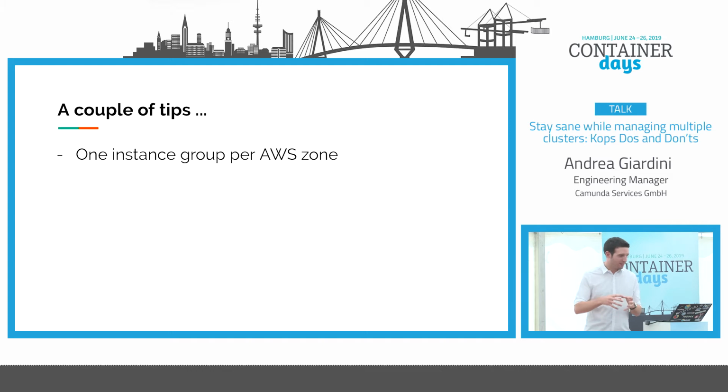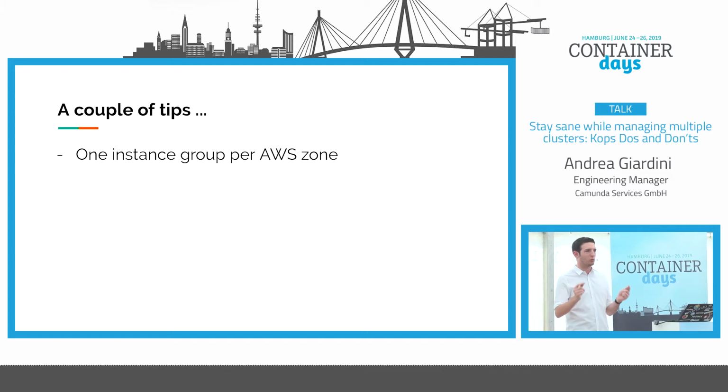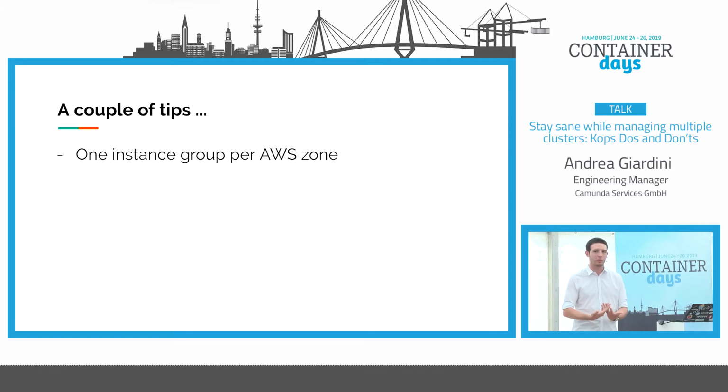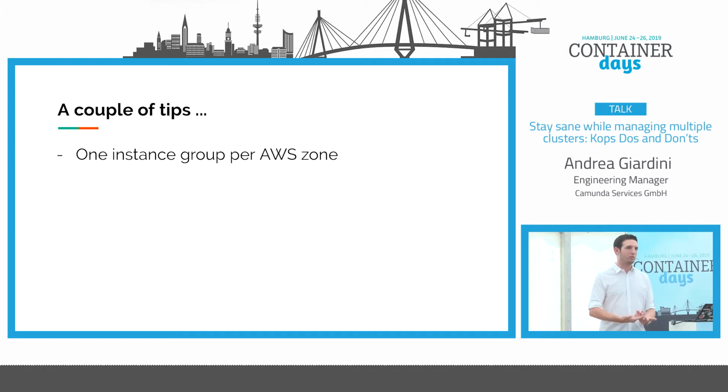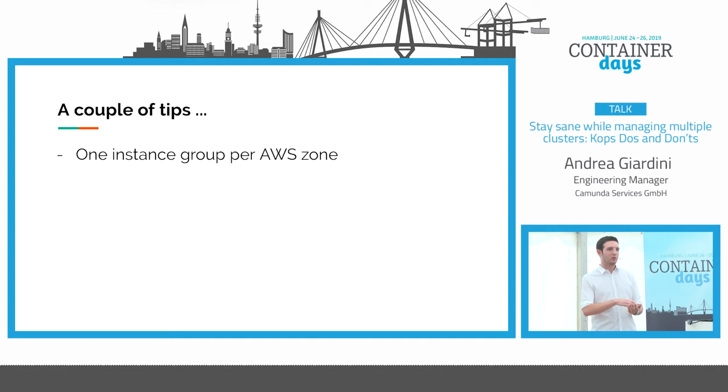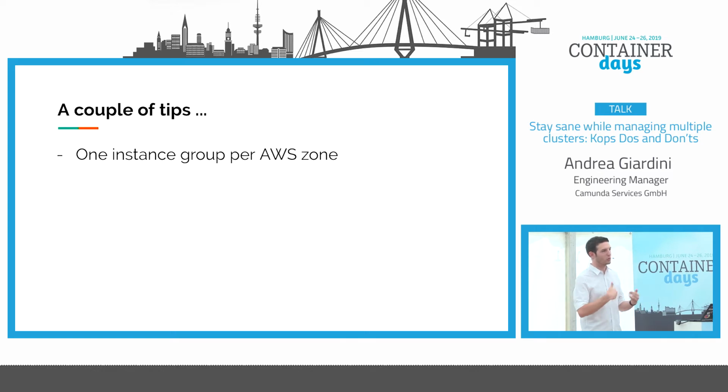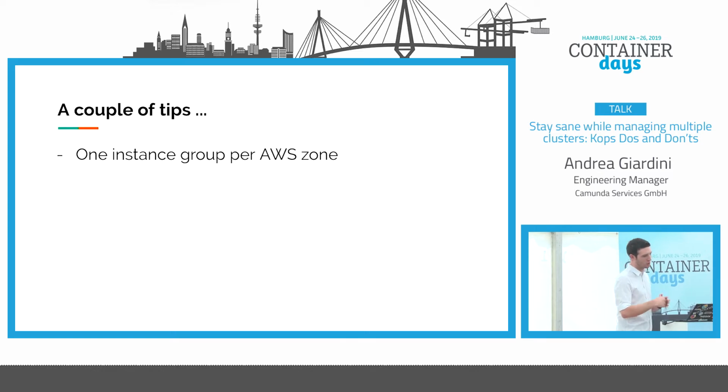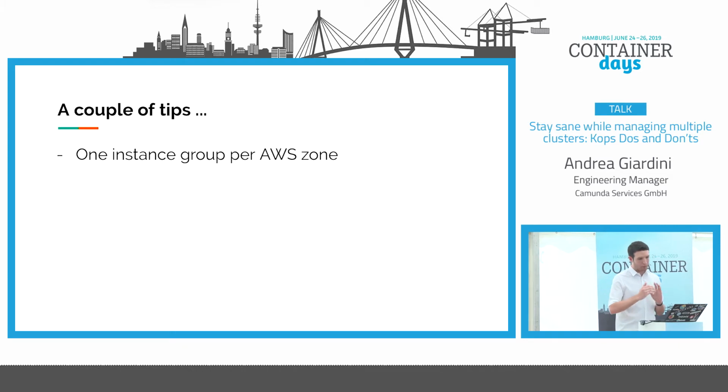If you have an instance group that is crossing multiple zones, what will happen is that the first time you deploy storage, your pod will be scheduled on a machine and it will create the storage in that zone. As soon as that pod is rescheduled in a different zone, it will not manage to mount the storage anymore, and your pod will stay in the pending state forever. So always keep one instance group per availability zone.